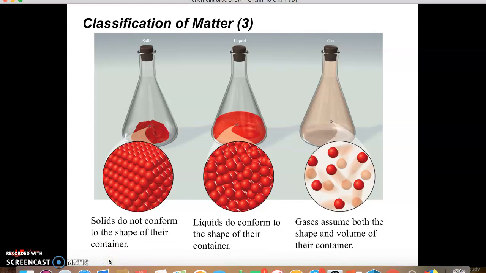The other thing that we see about this is that the solids just sit in the bottom of the flask. They don't fill it up, they don't conform to the shape of the container, whereas the liquid does. And we know that this will happen if you have water in a glass and you put it in a tub, it will spread out. The gas, on the other hand, will assume both the shape and the volume of the container.